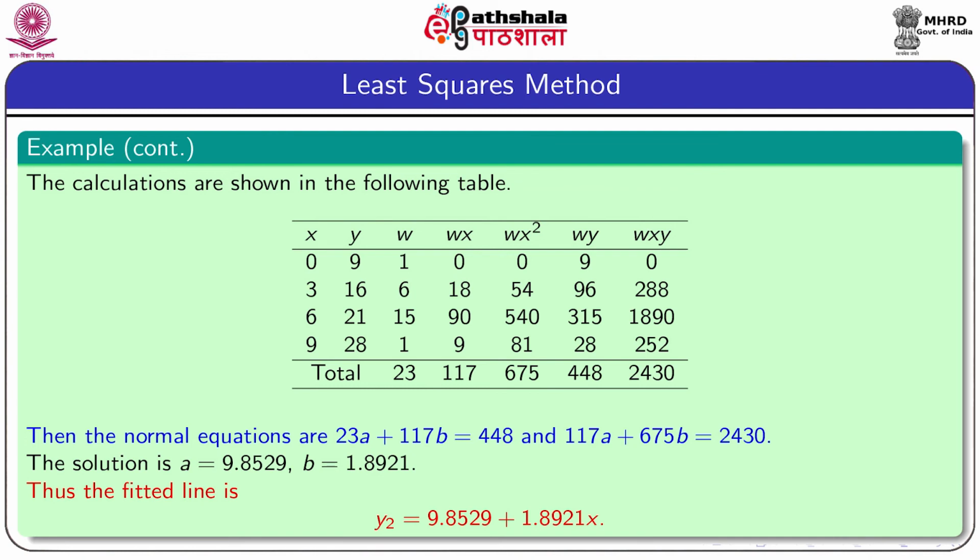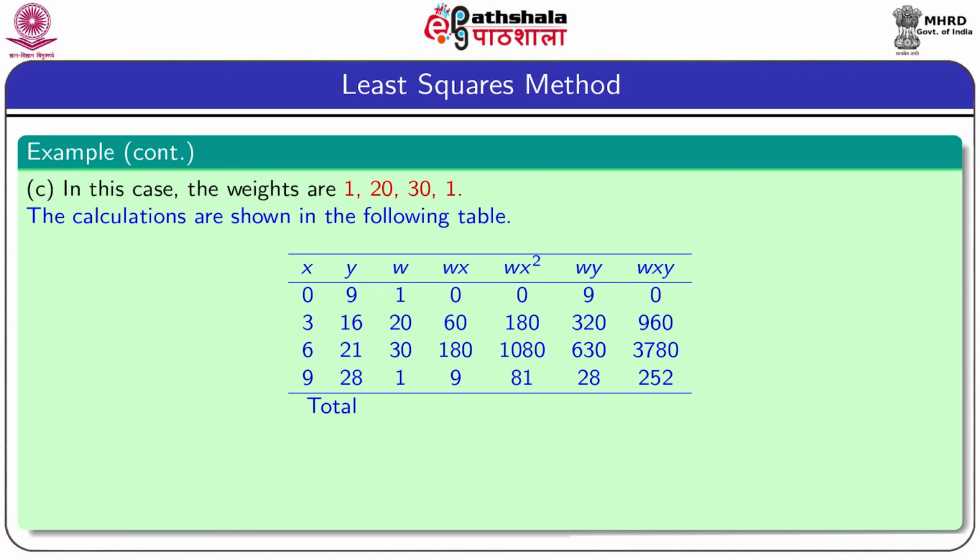The solution of these equations is a equal to 9.8529 and b equal to 1.8921. Thus, the fitted line is denoted by y2, which is equal to 9.8529 plus 1.8921x. So this is the fitted curve for the second problem. Now we consider the third problem. In the third case, the weights are 1, 20, 30 and 1.